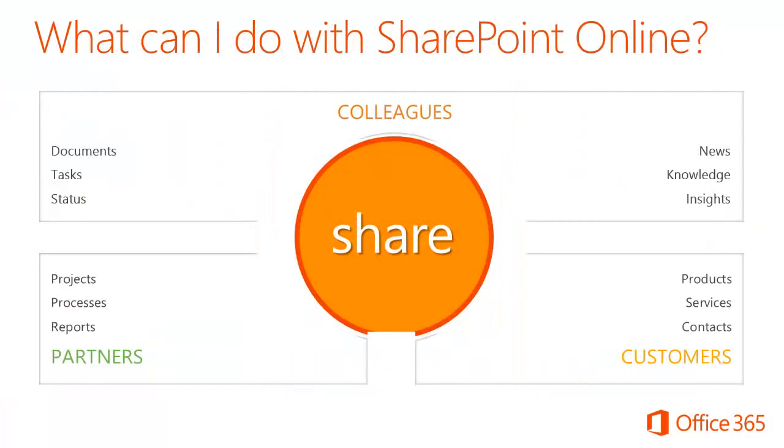What can I do with SharePoint Online? One of the main pillars of SharePoint in general is sharing information between colleagues, partners and customers. Let's have a few examples of sharing information inside my organization. I can, for example, share my documents in my team site, in my SkyDrive space with my colleagues and collaborate with them. I can work on tasks, so update and edit my task and assign a task to my colleagues, and I can check also the status of this task.